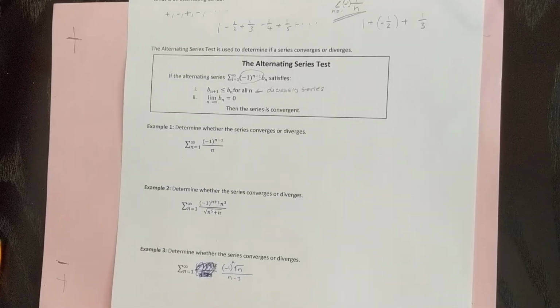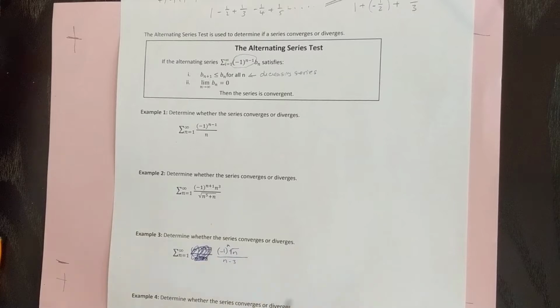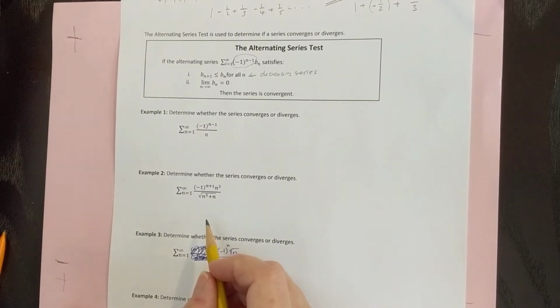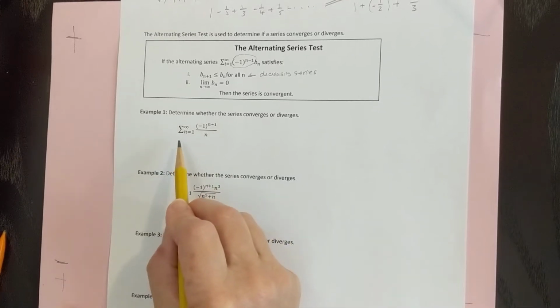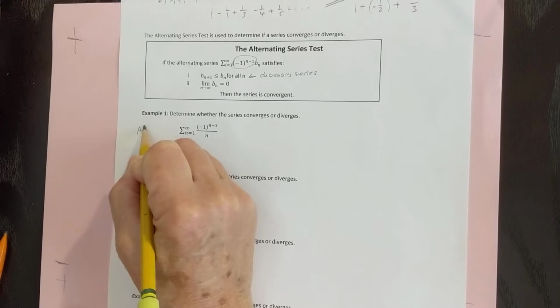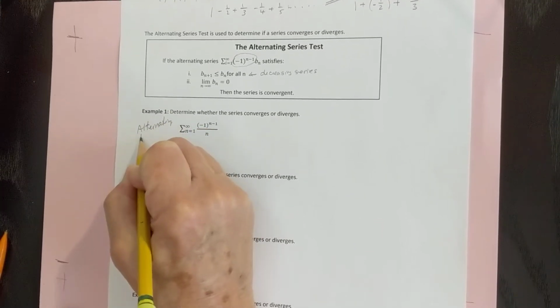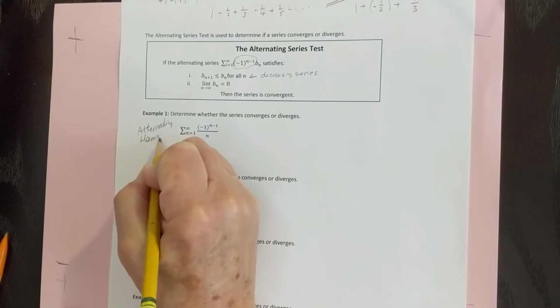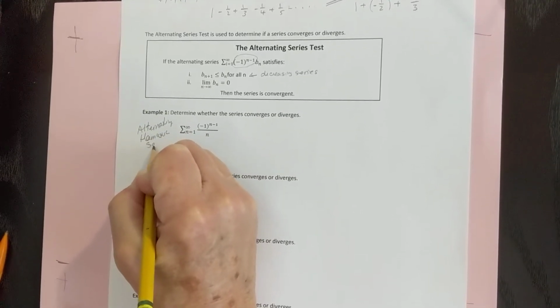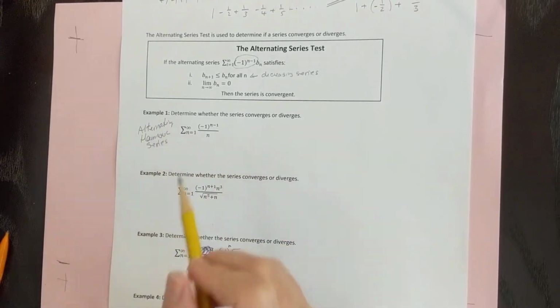So let's look at example 1. Determine whether the series converges or diverges, and they give us this. The first thing we're going to do is recognize this is what I just wrote up there. This describes the alternating harmonic series. So we know the regular harmonic diverges. What about alternating? What does it do?